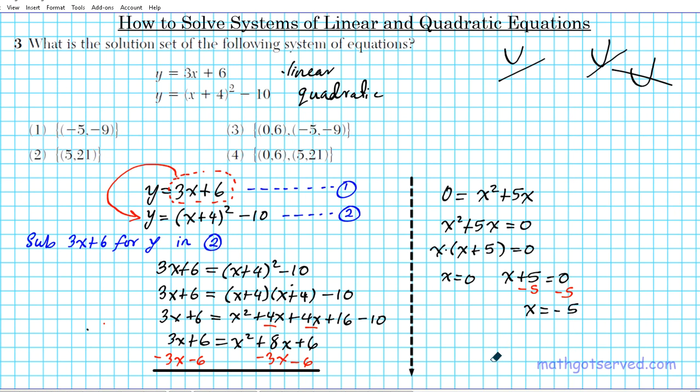Okay, so there are the two x values for our solutions. We can automatically eliminate 1 and 2. Oh, we can also eliminate 3 too, because x, wait a minute, hold on. Yeah, x is negative 5 and x is 0. So we can eliminate 4 because the only option where x is 0 and negative 5 is option 3. Okay.